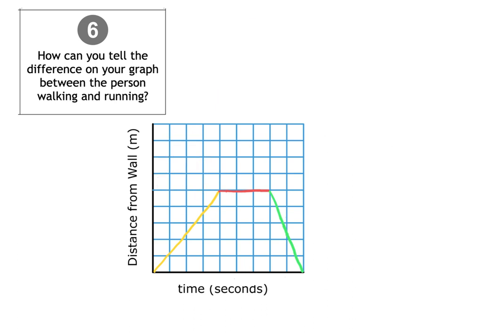So it begins with someone walking because it's a less steep line, and then they are stopped, and then they're running when the line is steeper.